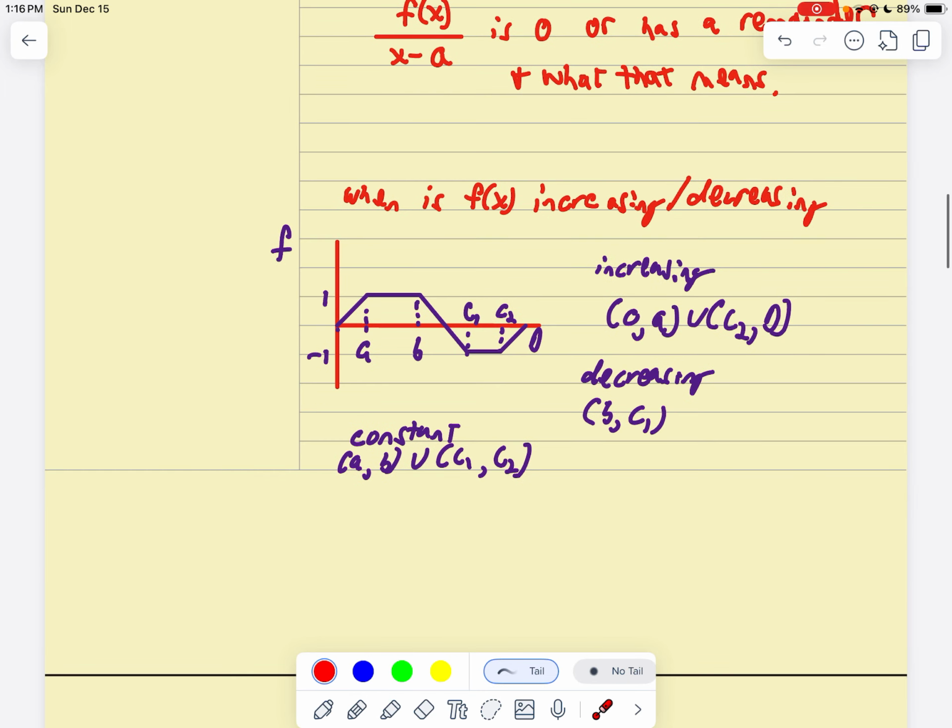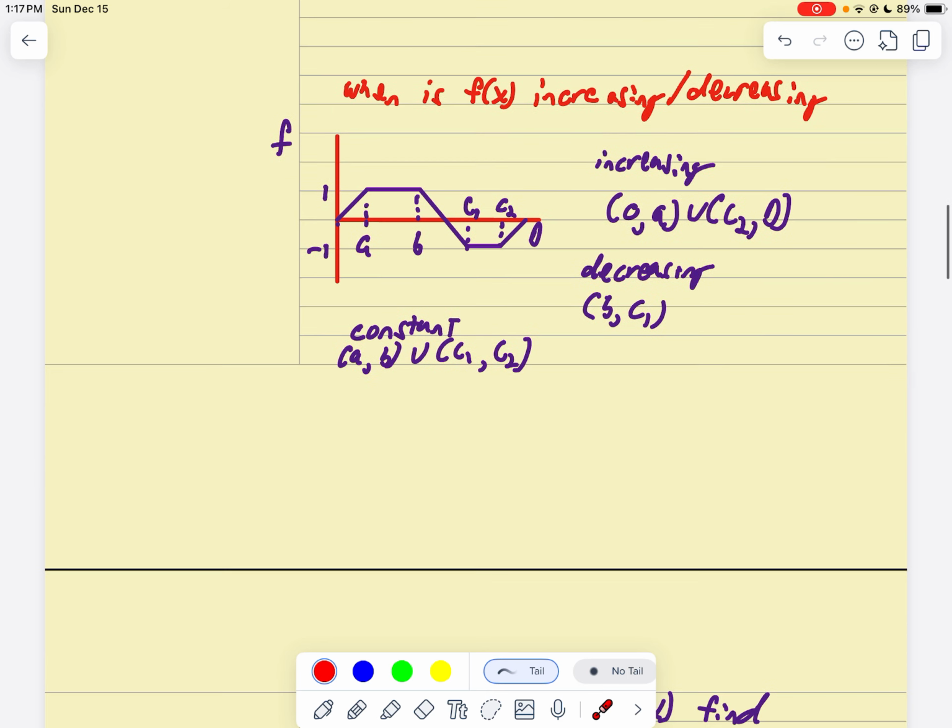All right, you have to be able to look at a function like this and decide when the function is increasing or decreasing. It should be easy. When the function's going up, it's increasing. So it's increasing from 0 to A and from what I called C2 to D. It's decreasing from B to C1 because the graph is going down, and constant between A and B and C1 and C2. All right?